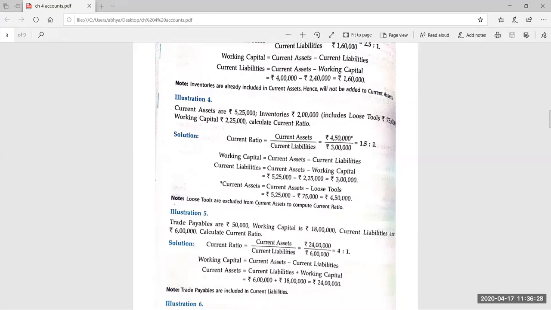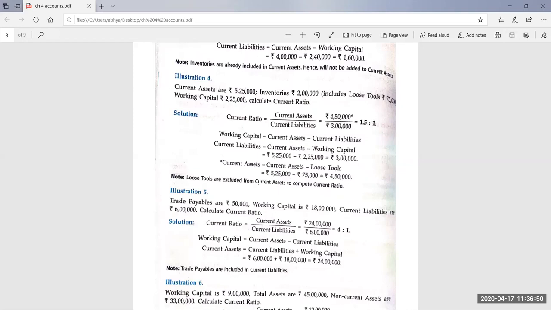So working capital is current assets minus current liability. We all know current liability and working capital are given. By interchanging the sides, the current assets are equal to 24 lakh. Now putting the value, the answer is 4:1. Now next question.